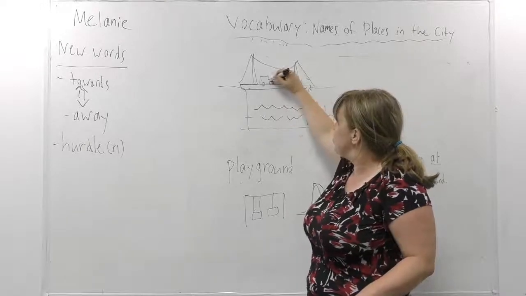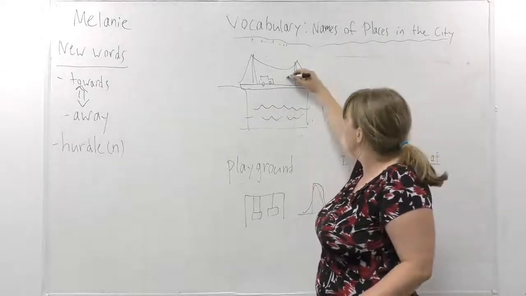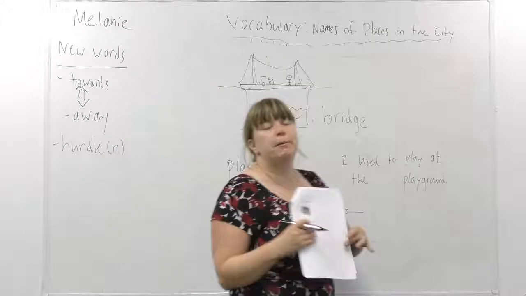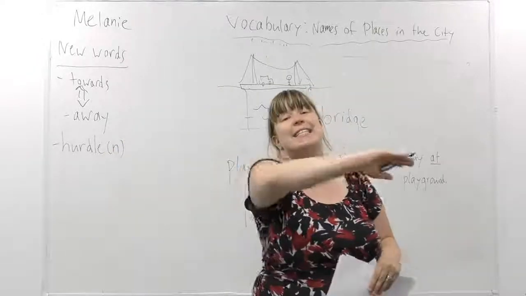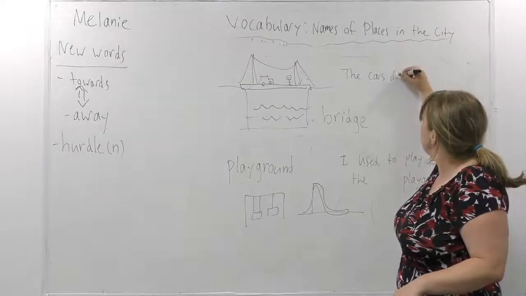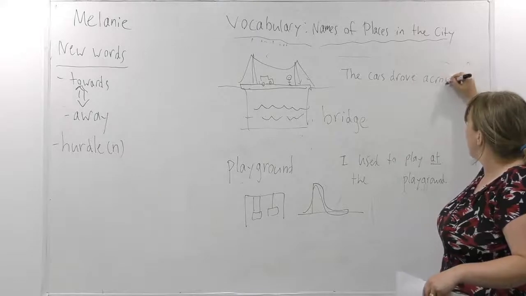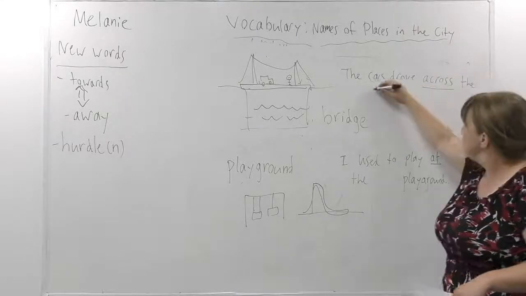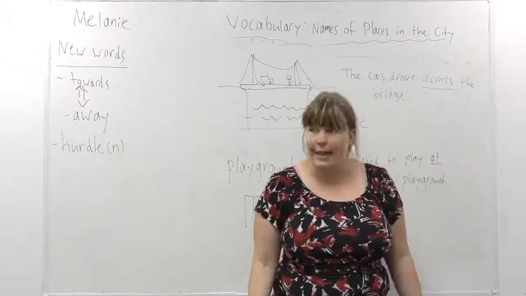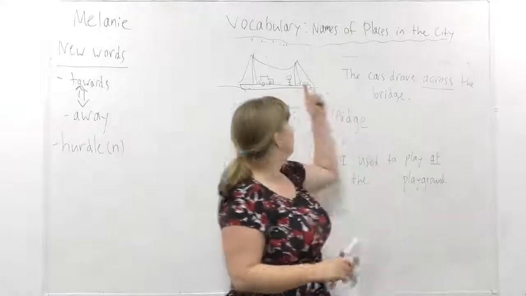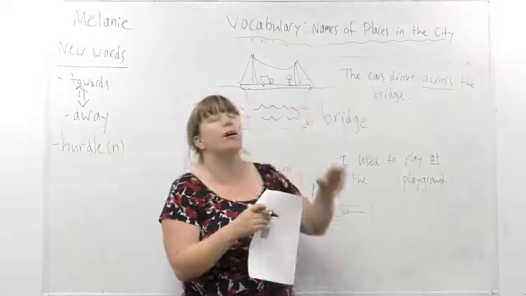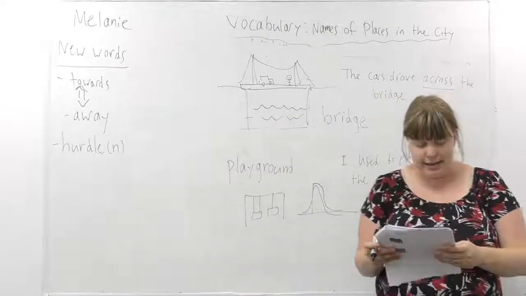So often you can drive across a bridge, or you can walk across a bridge. So typically we use the word across. The cars drove across the bridge. But if you are just standing there looking at a view from the bridge, you could say, he is standing on the bridge. Okay, so that is bridge.